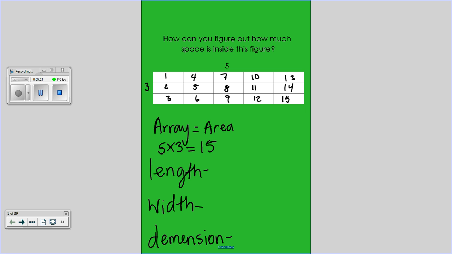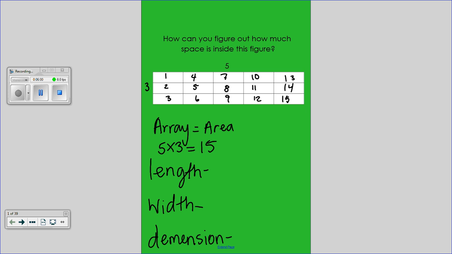Raise your hand if you have heard the word length before. You've been measuring length since kindergarten. Raise your hand if you've heard the word width before. Width. Good. Raise your hand if you heard the word dimension before. 3D, 3 dimension. Sure. Well, it's similar.